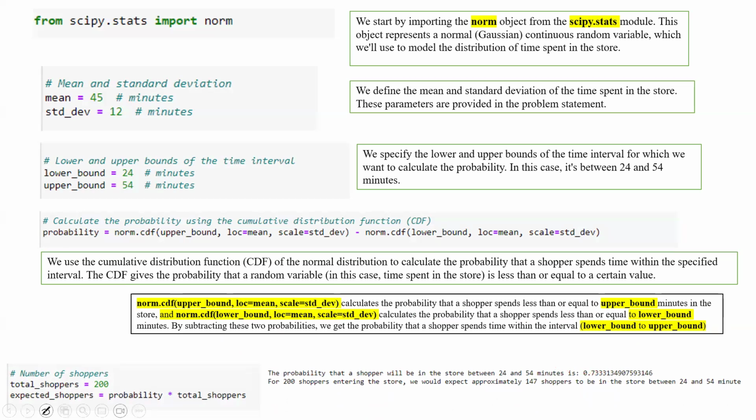If you multiply this probability by the total number of people in the store, you get 147 shoppers in the store. So that's how you can make a decision about how many people providing service should be available in the store.